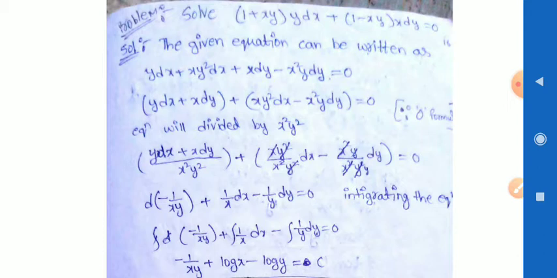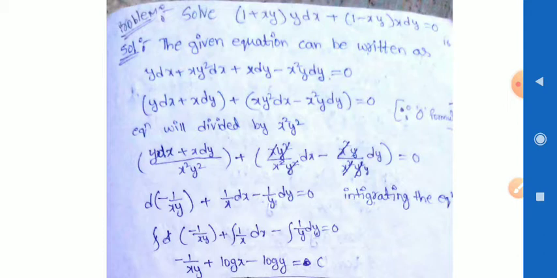By dividing by x square y square, we get the form (y dx plus x dy) by x square y square, and another term where x and y cancel. By cancelling, we get (y dx plus x dy) by x square y square plus 1 by x dx minus 1 by y dy.